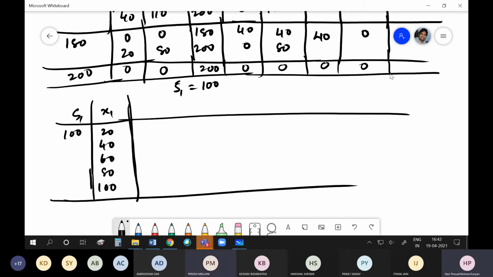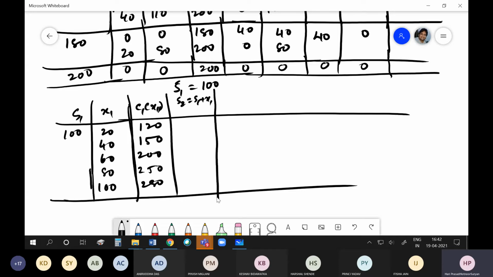Yes, sir. So what is x1? Then c1 of x1 is 120, 150, 200, 250, and 280. And now I will have S2, which is equal to S1 plus X1, which is 120, 140, 160, 180, and 200.